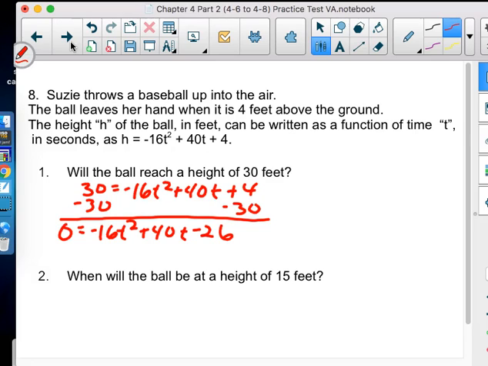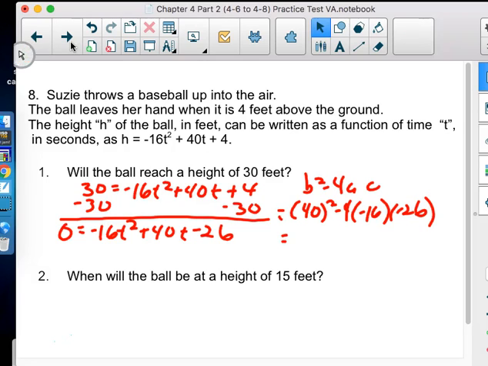Now we can say a, b, and c. And some of you might be saying, you know what, I would have moved the negative 16t squared and the 40t and all of that over. You can do that as long as you do it correctly, because for the discriminant, it doesn't matter whether or not we have a negative in front. So b squared minus 4ac will be 40 squared minus 4 times negative 16 times negative 26. Whew! It's not looking good for Susie.